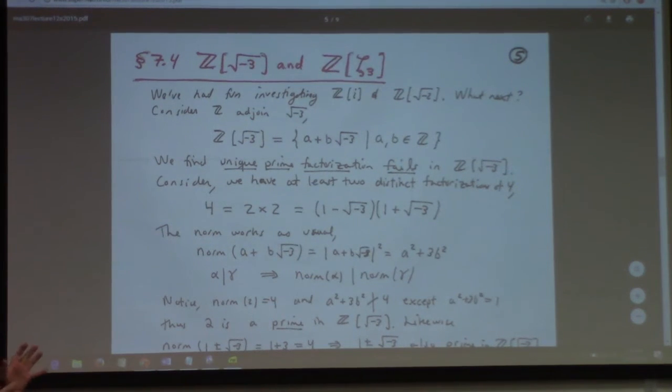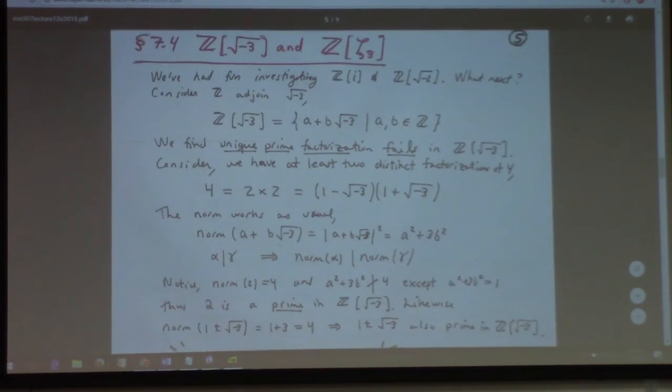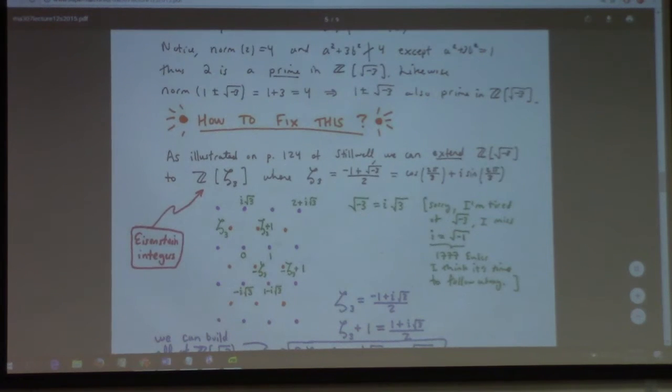Like if you try to say, well, that's a cube, so the other thing on the other side must be cubes. Well, this spoils that kind of thinking when you lose the prime. All of that kind of thinking is driven by prime factorization. And so what's the rub? How to fix it?